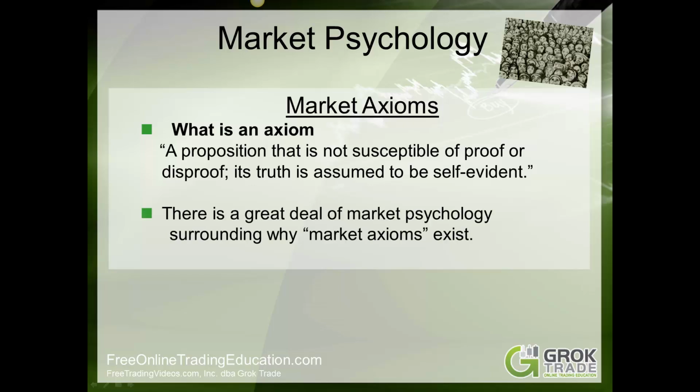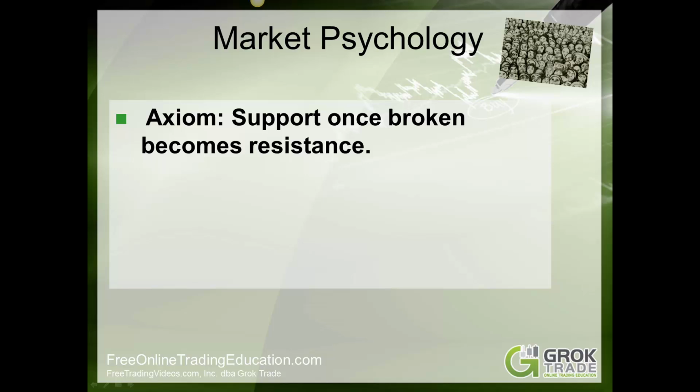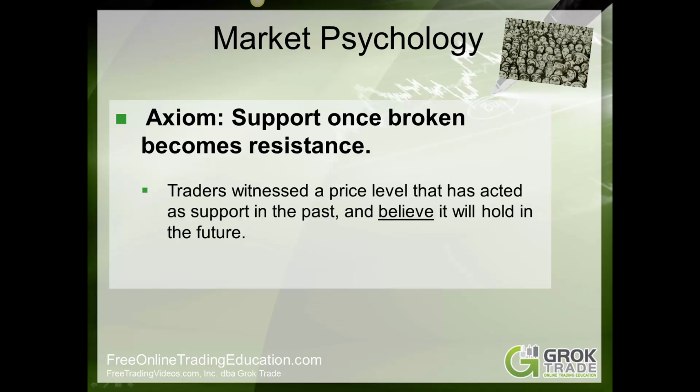There is a great deal of market psychology surrounding why these market axioms even exist. These things happen over and over again in the market. You have no logical reason other than people believe it's going to happen. One of those, for example, is support once broken becomes resistance. So we're on support, support, support, and then it breaks down below that area, and then when it comes back up, it stops where it was before it was support. This happens many, many times in the market. Traders witness this price level has acted as support in the past, and they believe it will hold in the future, but once broken, they believe it will now hold as resistance.